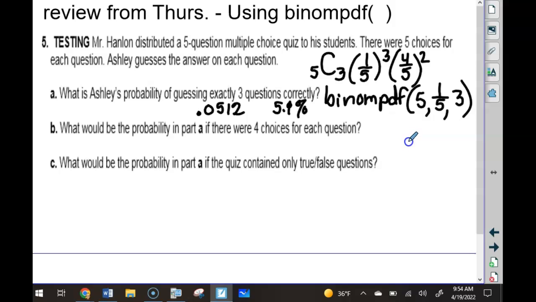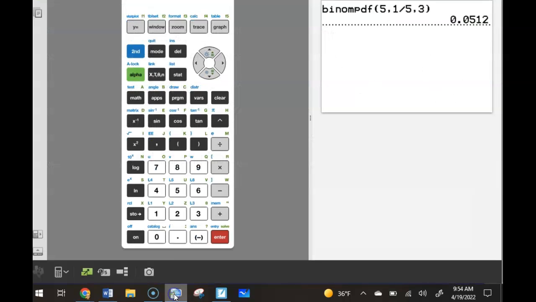Is it the number of trials that would change? The probability, yes. So it would be binom PDF, 5 questions still, but the probability of getting it right is now 1 out of 4 instead of 1 out of 5. And getting exactly 3 right still. So what's changing is the probability.